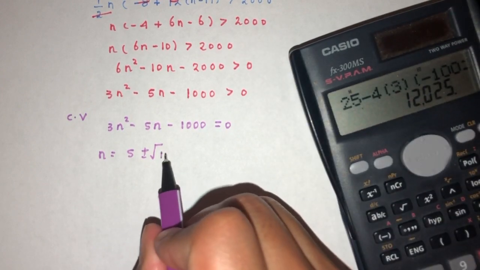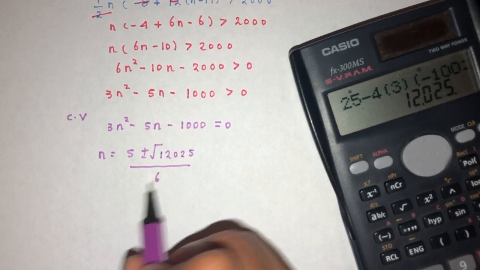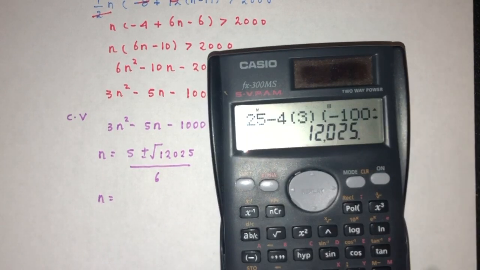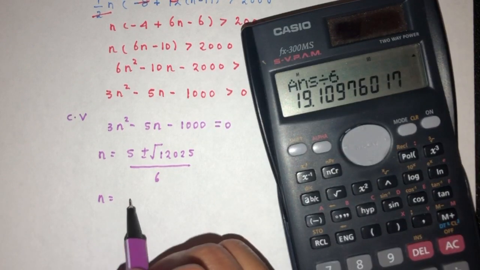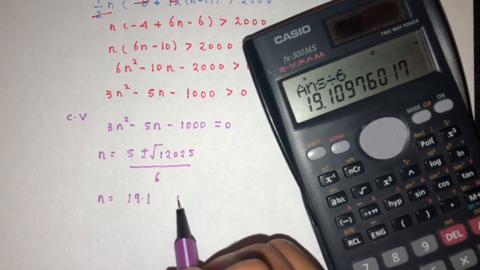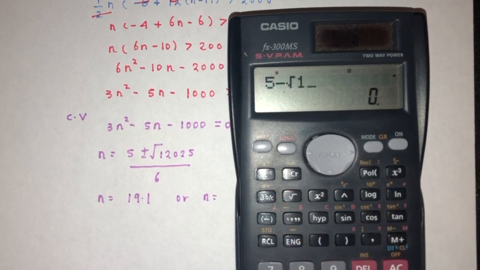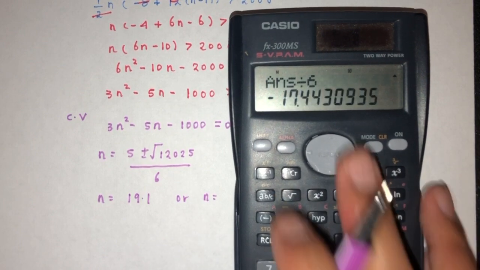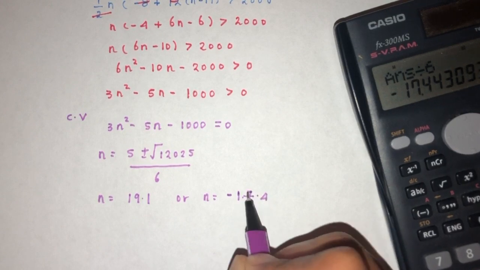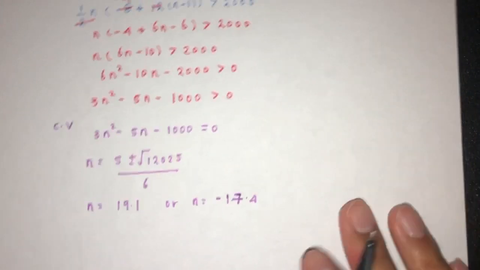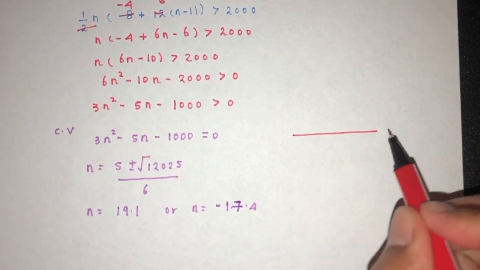That'll be 12 over 25. Divided by 2a will be 6. So 5 plus root of answer divided by 6 will be 19.1, or n could be 5 minus root of 12 over 25 divided by 6, minus 17.4, sorry. So what we understand here is that the value of n, that will be 0.